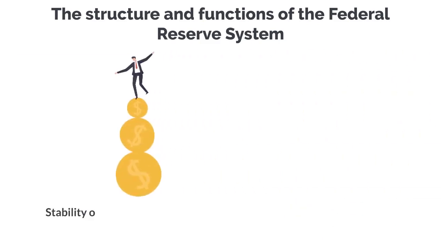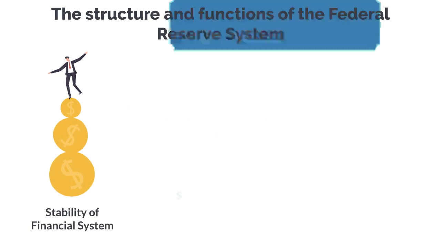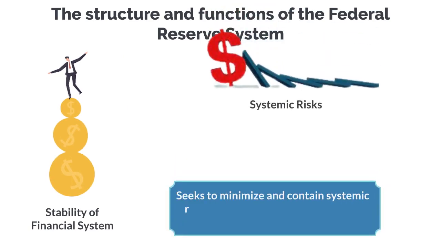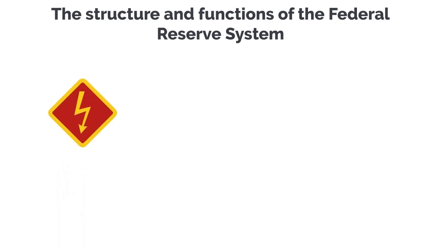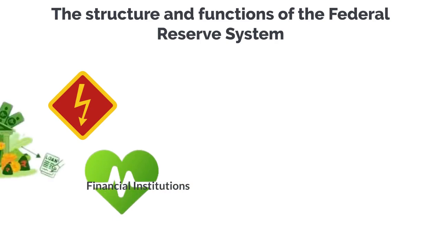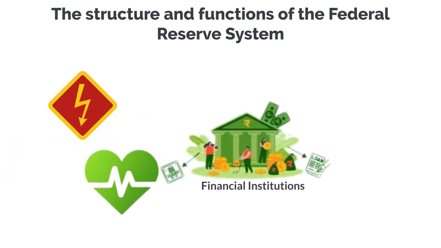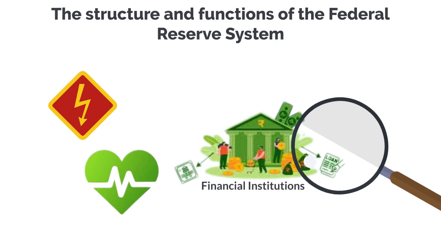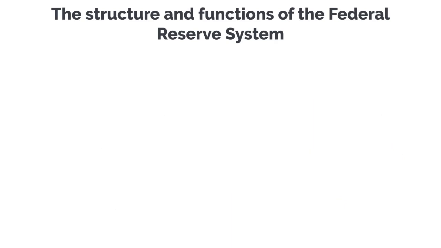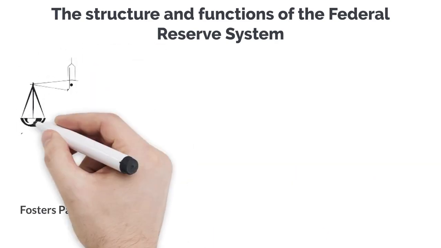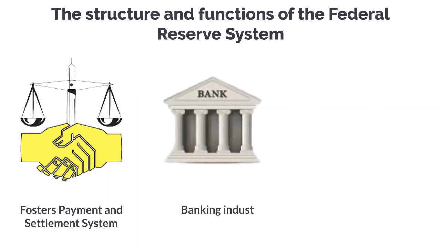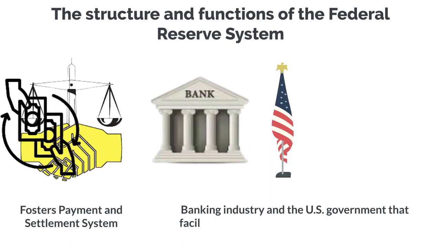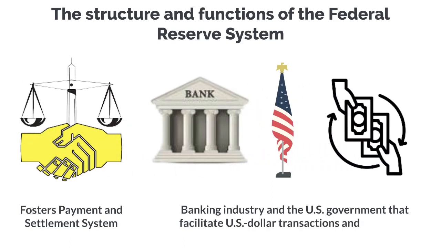2. Promotes the stability of the financial system and seeks to minimize and contain systemic risks through active monitoring and engagement in the U.S. and abroad. 3. Promotes the safety and soundness of individual financial institutions and monitors their impact on the financial system as a whole. 4. Fosters payment and settlement system safety and efficiency through services to the banking industry and the U.S. government that facilitate U.S. dollar transactions and payments.